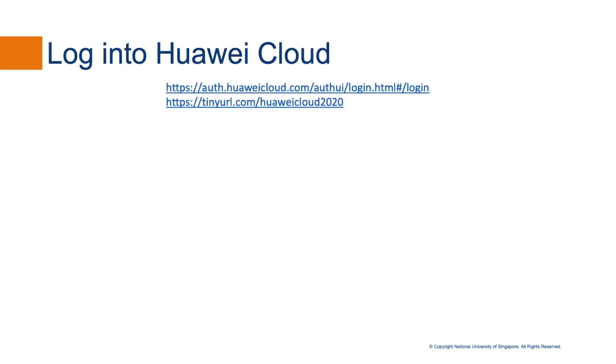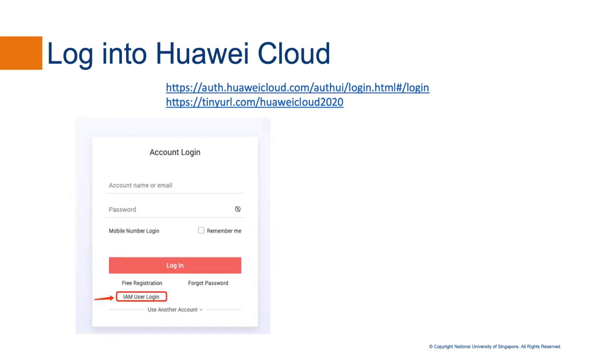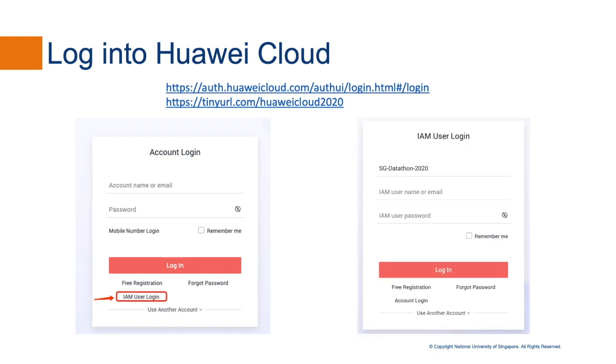Firstly, let us learn how to log in to Huawei Cloud. Please go to one of these two links to access the Huawei Cloud console. If you see the login page on the left, please click IAM User Login. After that, you will see the IAM User Login page on the right. Input the first value as SG-Datathon-2020 and input the username and password that is sent to your Microsoft Teams, and then click Login.